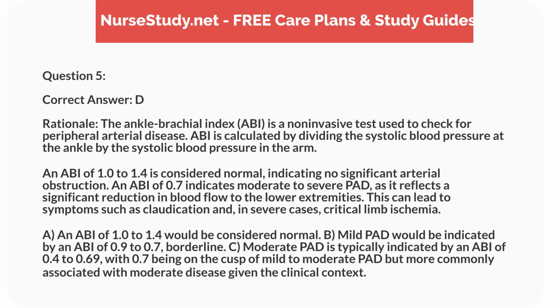A. An ABI of 1.0 to 1.4 would be considered normal. B. Mild PAD would be indicated by an ABI of 0.9 to 0.7, borderline. C. Moderate PAD is typically indicated by an ABI of 0.4 to 0.69, with 0.7 being on the cusp of mild to moderate PAD but more commonly associated with moderate disease given the clinical context.